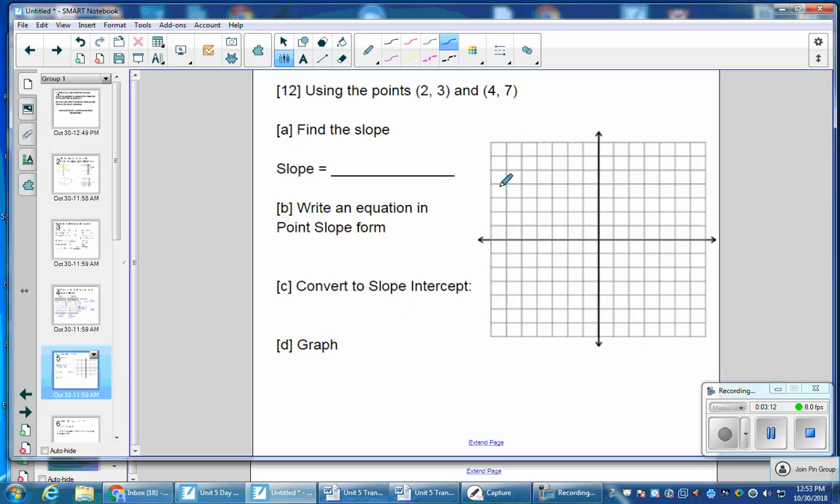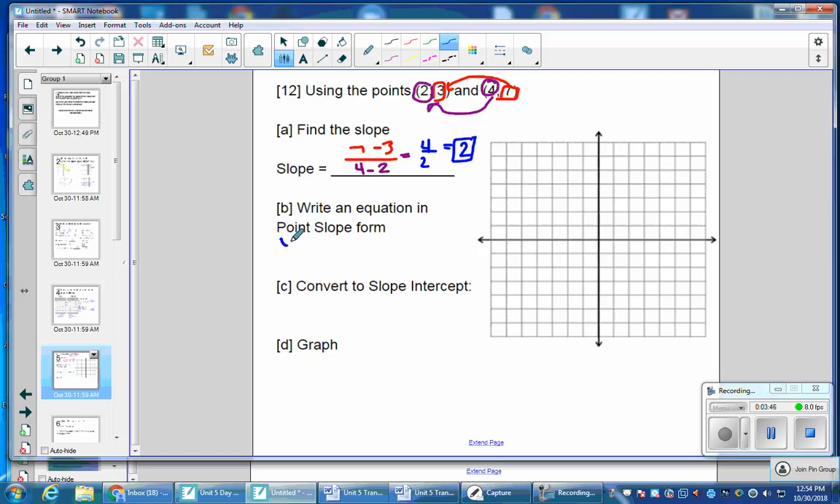So if we look at this one, we need to first find the slope. So remember the slope, we box and box. So we do 7 minus 3 first on top. And on the bottom, we'll circle, and we'll do 4 minus 2 on the bottom. That gives me a final slope of 4 over 2. And 4 over 2 simplifies to 2 over 1.